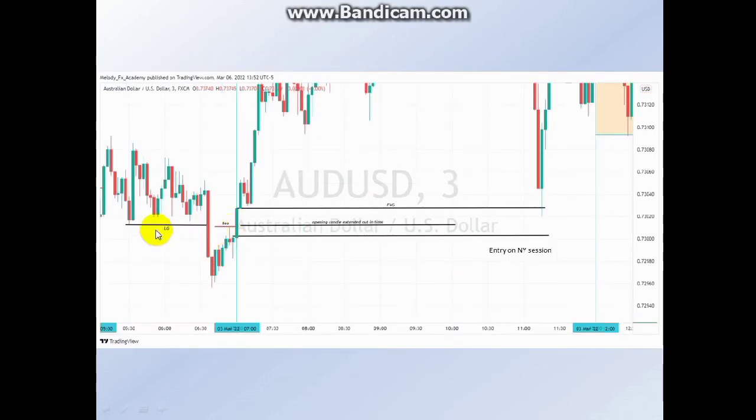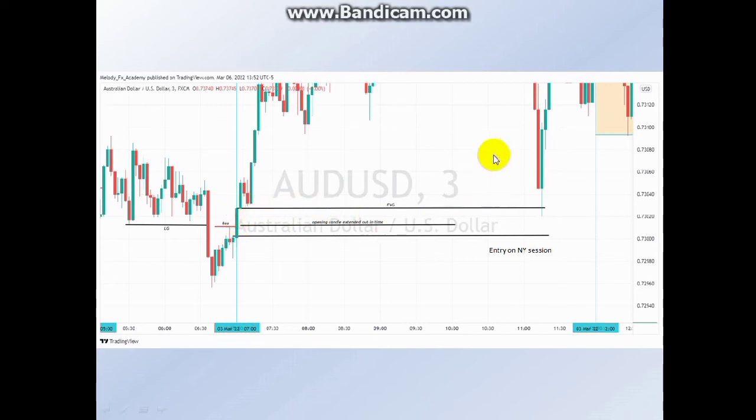So now price went down below this old low, and this is the opening candle. I extended the opening candle out in time. Price dropped below the opening candle, taking out sell side liquidity, and there was a break in market structure right here. The market traded away nicely, leaving behind a fair value gap which was never filled. So this is our potential entry.